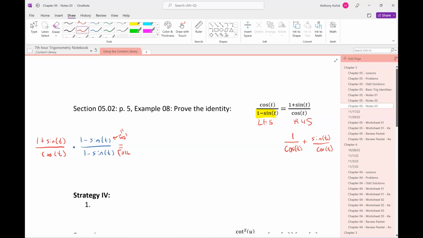And I'm going to go ahead and FOIL at the same time here. Yeah, that was a big one, guys. Sorry. Okay. Notice in the numerator, I have a difference of 2 squares, right? So I'm not going to write out the FOILing. I'm just going to use that factoring pattern to write that as 1 minus sine squared t.